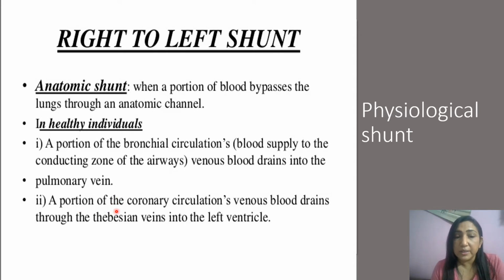And another one is the coronary circulation. The coronary circulation supplies the muscle of the heart, and this deoxygenated blood directly drains into the left ventricle. So this admixture of deoxygenated blood with the oxygenated blood decreases the partial pressure of oxygen from 100 to 95 millimeter of Hg. So this is called the physiologic shunt.